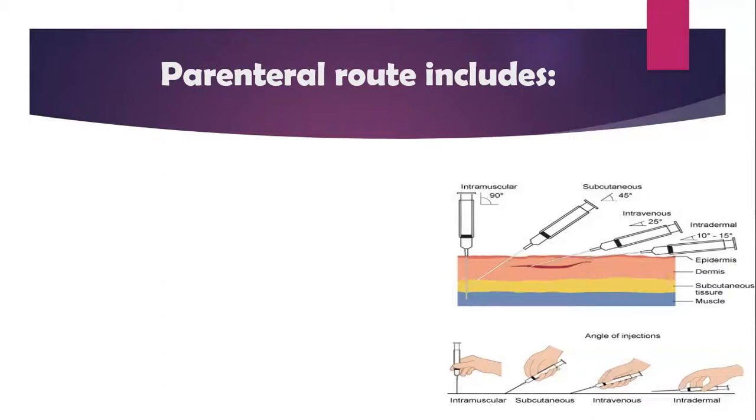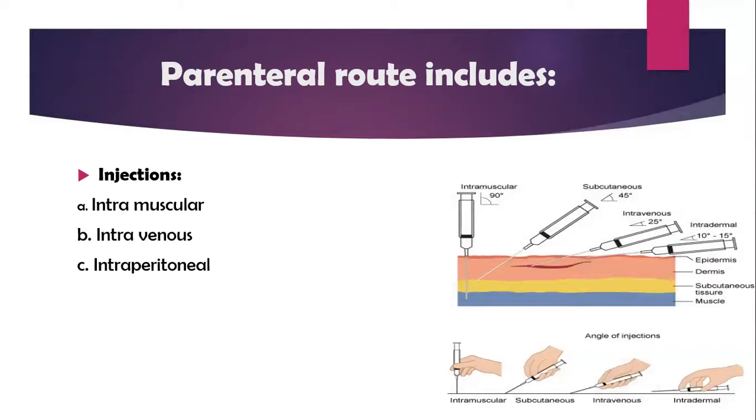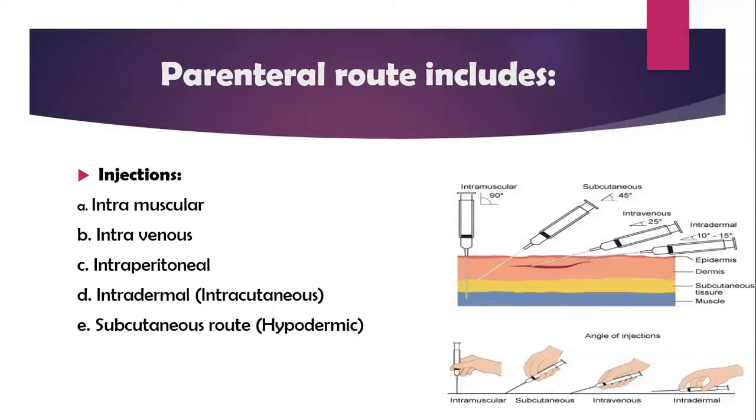The parenteral route includes injections. In that, first one is intramuscular, second is intravenous, third is intraperitoneal, then intradermal and subcutaneous routes. The intradermal is also called intracutaneous and subcutaneous is called hypodermic. Intramuscular is given at 90 degrees, subcutaneous at 45 degrees, intravenous at 25 degrees and intradermal at 10 to 15 degrees.